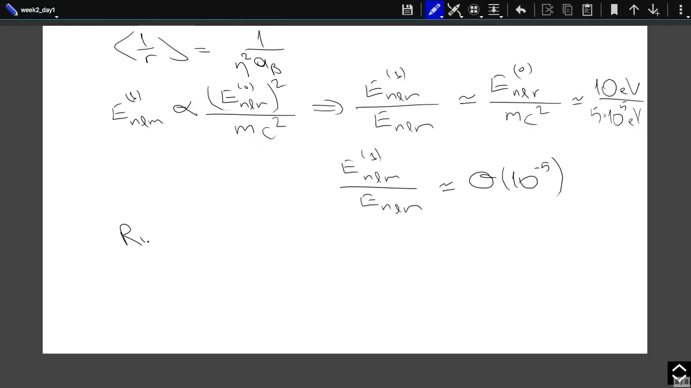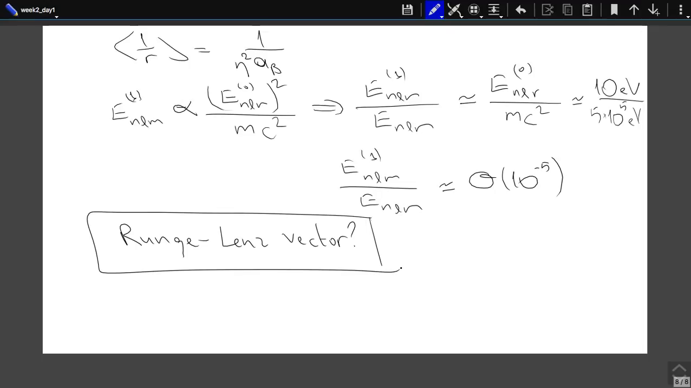Have you heard of the Runge-Lenz vector? Check it. You might have heard it in classical mechanics. Well, that's the vector that points from the focus to the point of closest approach. The interesting thing about this one is that it's conserved.